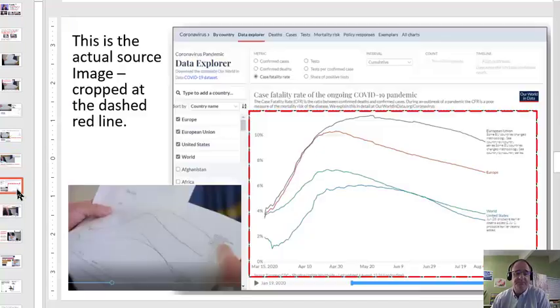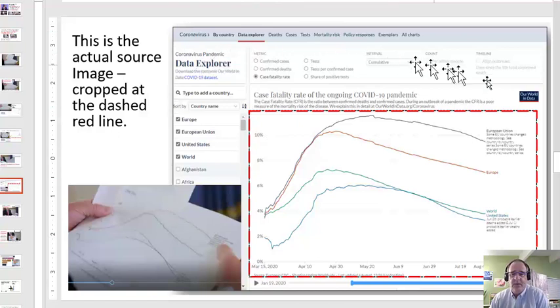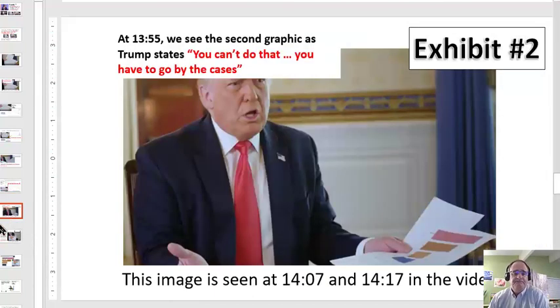This is the actual source of that image. This is the full part of the website you would have seen, where you can choose countries and you can choose what variables to have it graph. This dotted red line is the box that they excised when they printed that on the sheet of paper for President Trump to take into the interview. They clipped off all this other stuff about where the information came from and what decisions were made about what information to present.